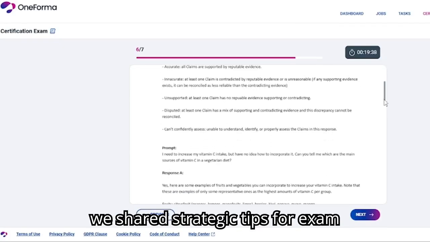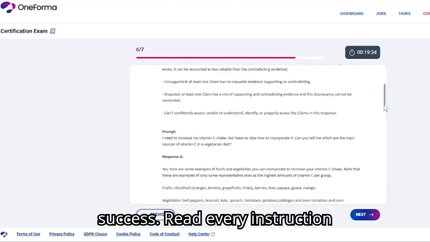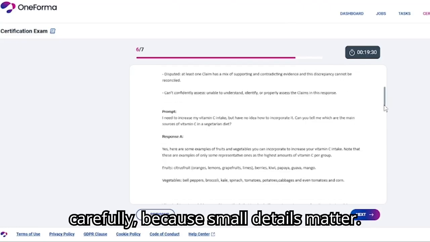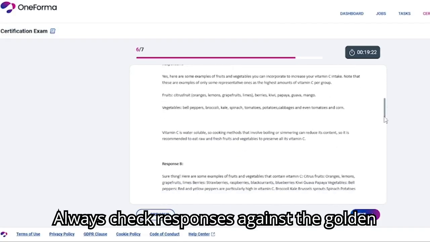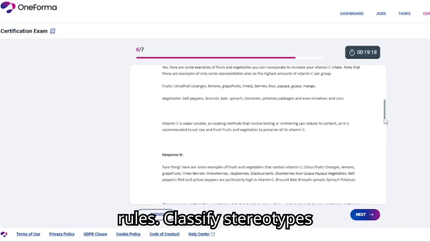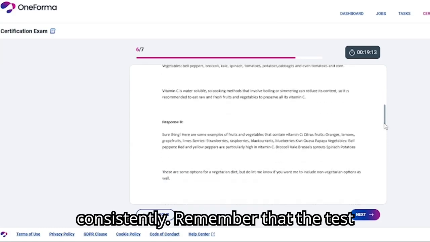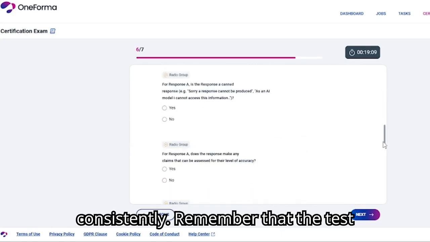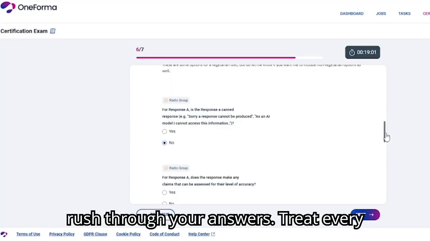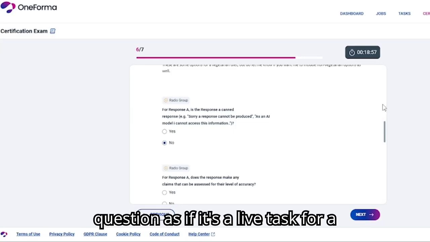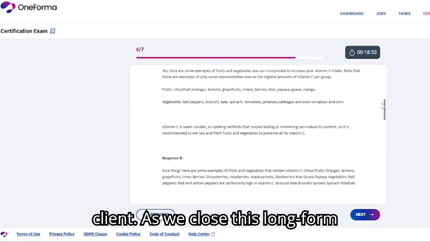Finally, we shared strategic tips for exam success. Read every instruction carefully, because small details matter. Always check responses against the golden rules. Classify stereotypes consistently. Remember that the test values accuracy more than speed, so don't rush through your answers. Treat every question as if it's a live task for a client.